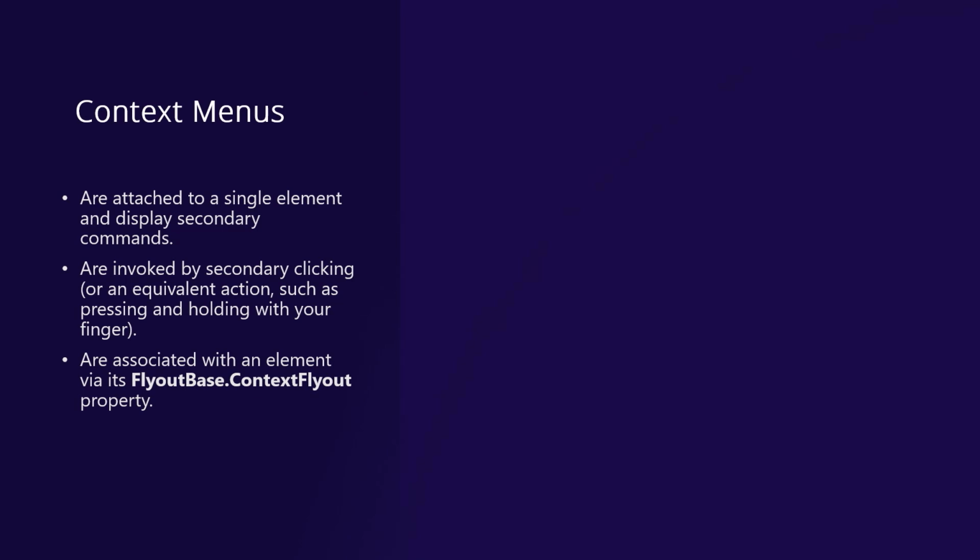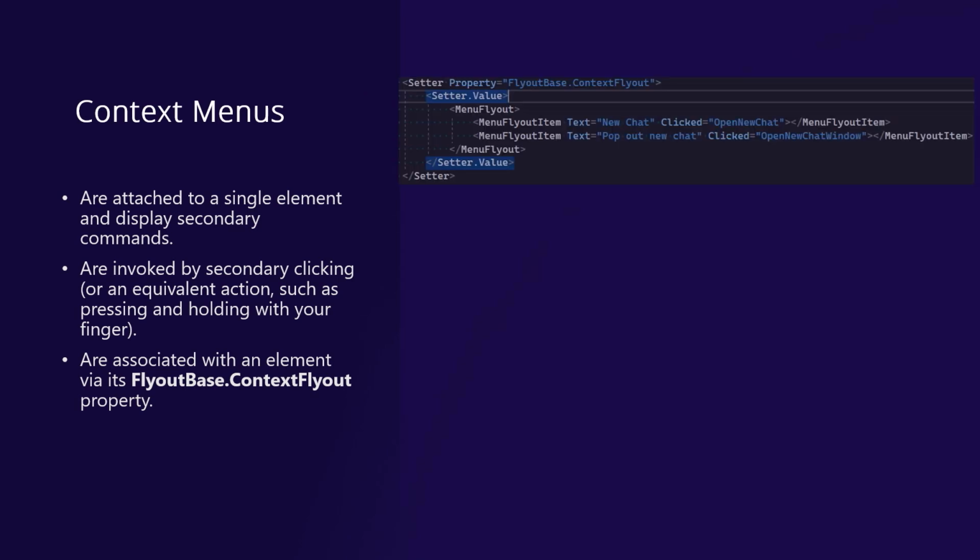Pretty exciting. So context menus basically are attached to a single element. They display secondary commands. You can invoke it by secondary clicking or an equivalent action. They are added through an attached property, FlyoutBase.ContextFlyout. We used the WinUI API for this one, just to keep things familiar. All the types of menus that you can add are the same as you can add with WinUI as well. So you can add the flyout, you can add a flyout item, you can add a separator, and you can add a sub item if you want sub views, which is exciting.